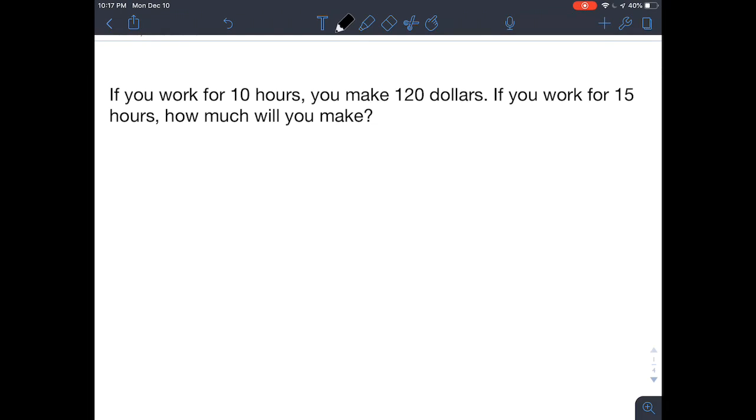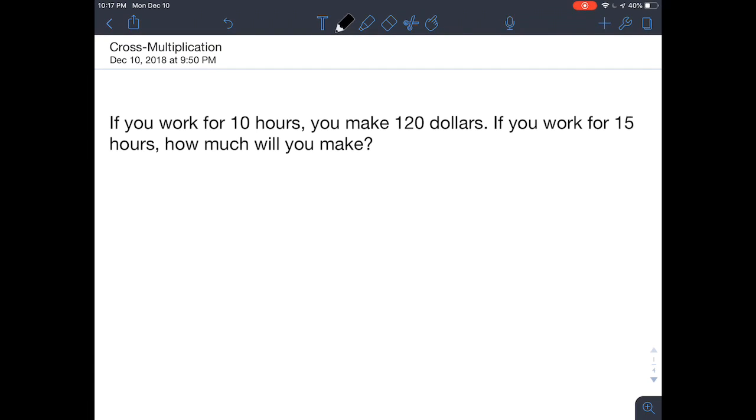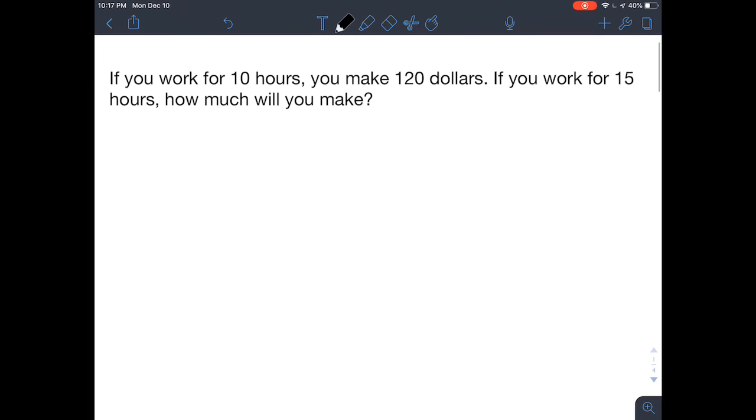cross multiplication. So here we have a basic proportion type of problem involving some direct variation. It says if you work for 10 hours, you make $120. If you work for 15 hours, how much will you make? There are obviously many different ways to solve this, but one way would be to set up a proportion. So you could say 10 over 120 is equal to 15 over x.